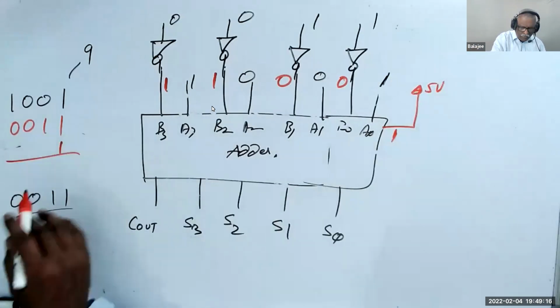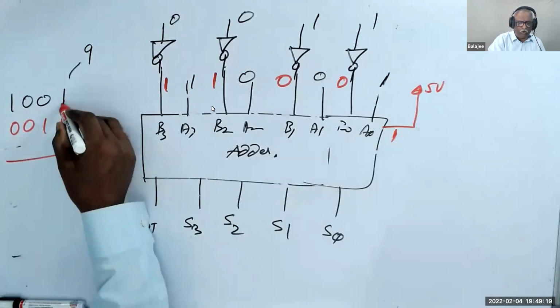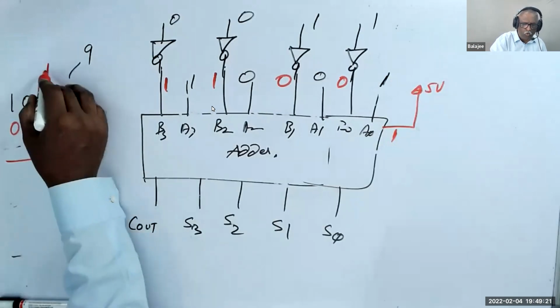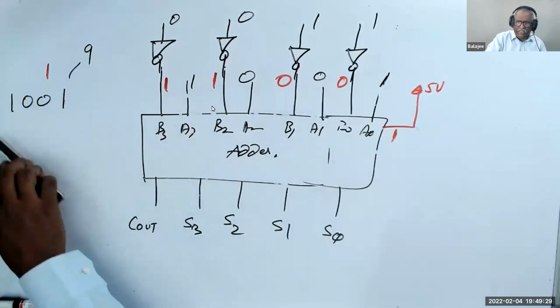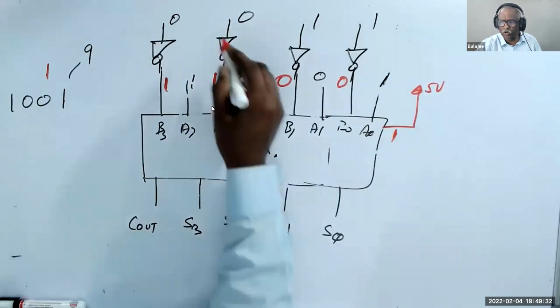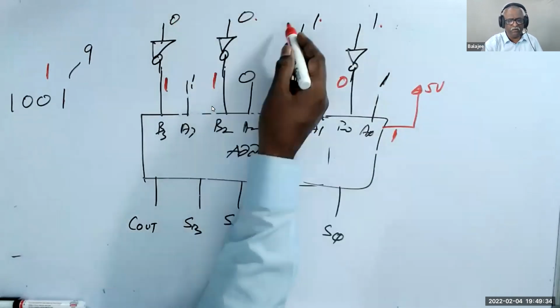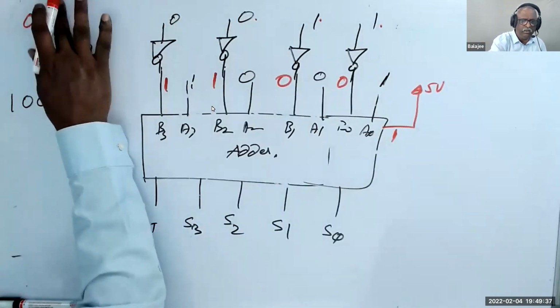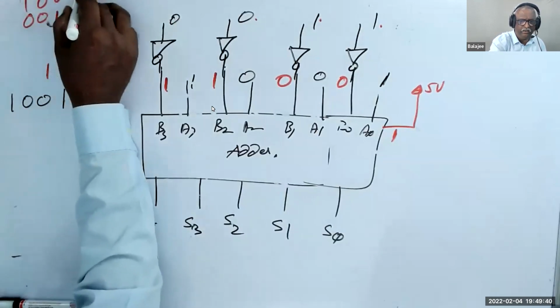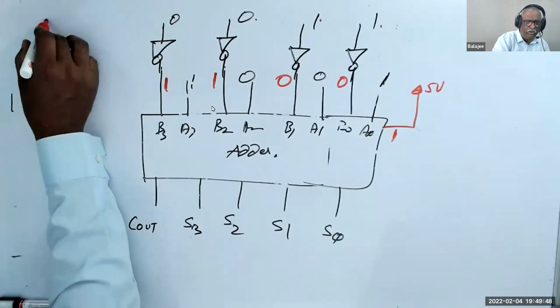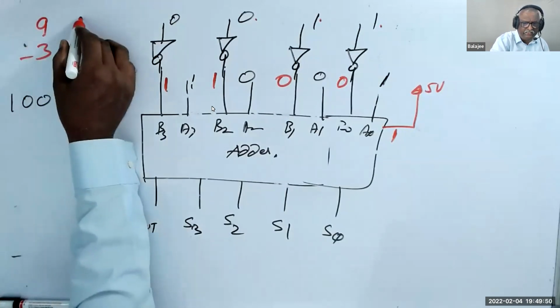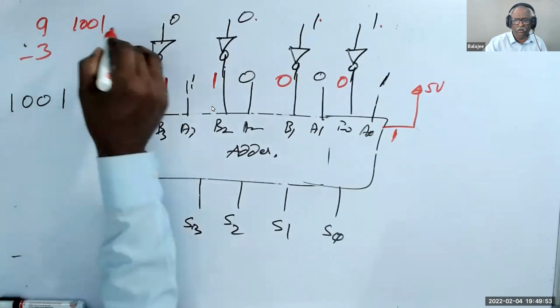So now what happened? You add them. What result do you get? 1 plus 1 plus 1 is 1. 1 plus 1 is 0. Sorry, the 0011 is the B number. A is 1001, 9. We are trying to do 9 minus 3. So 9 is 1001.